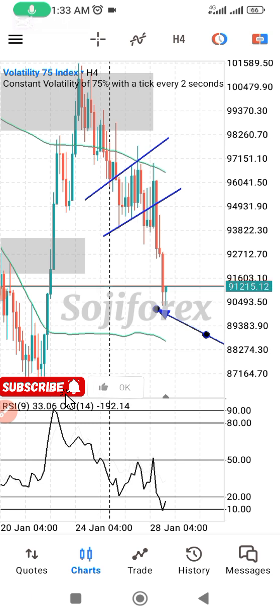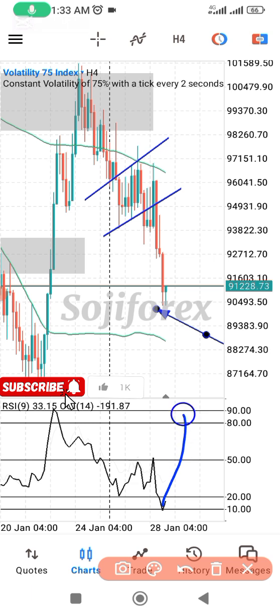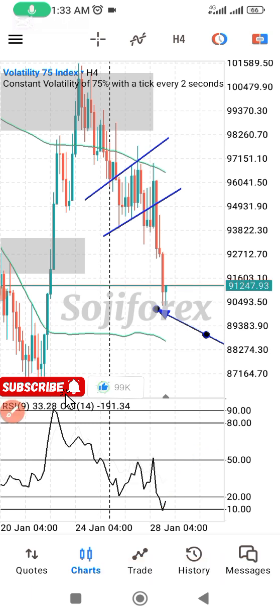The number 2 is, anytime you want to make your entry, always ensure that CCI is at the level of 90 to 80 in a situation you want to sell. Or let CCI pull to 50 and then curve back to the downside. Then you make your entry. Please never underestimate the power of the CCI.